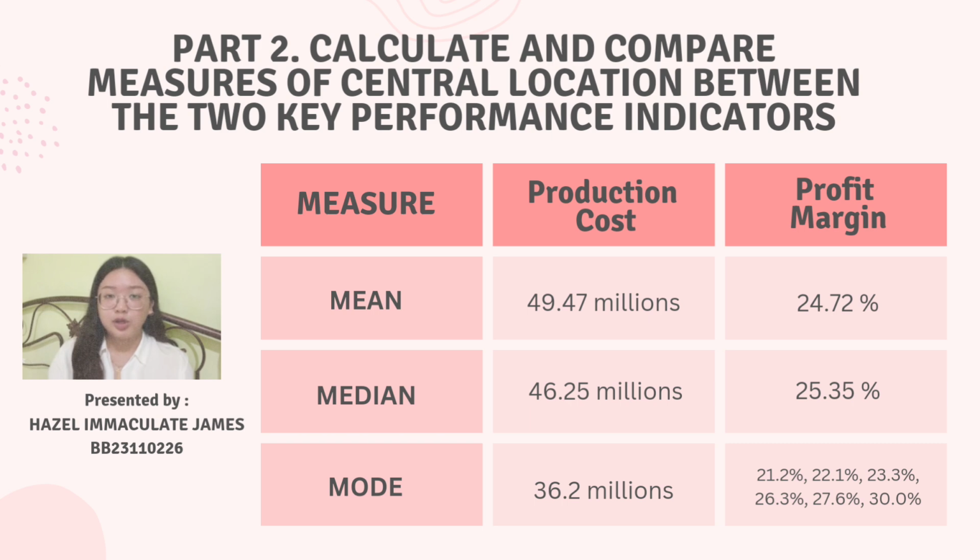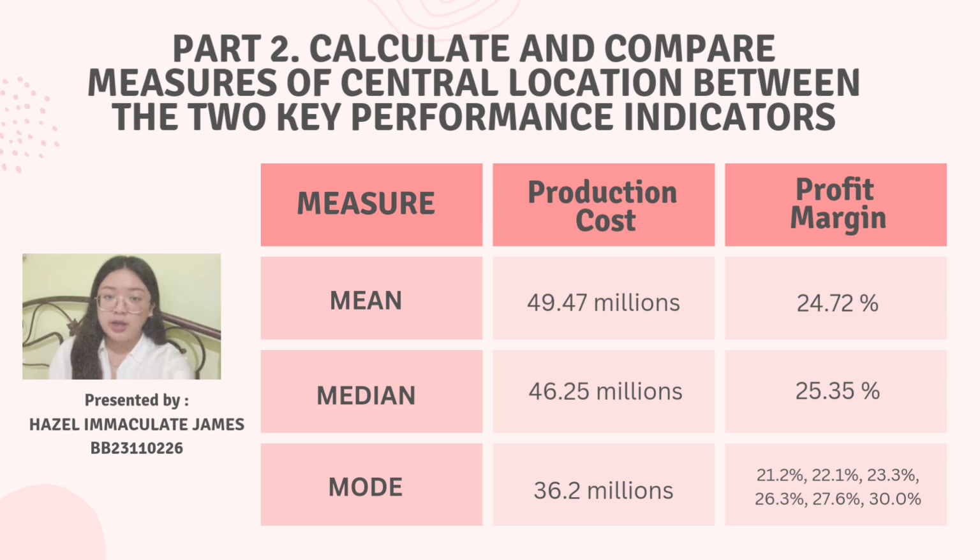The mean for production cost is 49.47 million, indicating the average spending on production. However, the mean is sensitive to outliers such as Malayan Flour Mills Berhad with a cost of 97.2 million, which is significantly higher than most other companies. As a result, the mean might not represent smaller or more cost-efficient companies accurately.